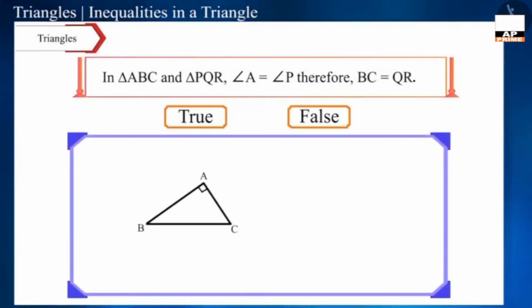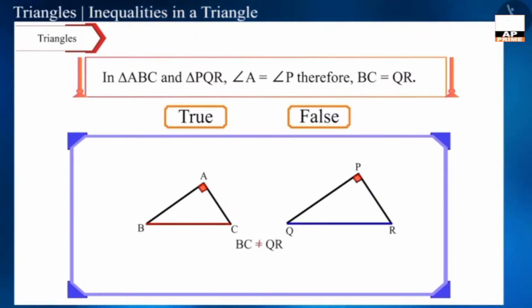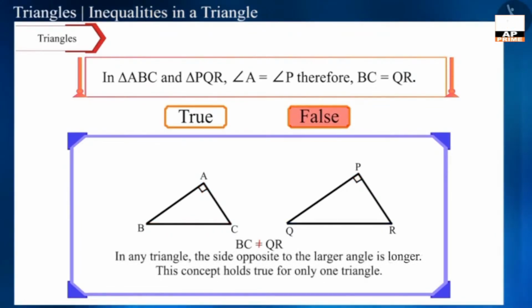Friends, triangle ABC and triangle PQR are two different triangles. Just because their angles are equal, it doesn't mean the length of the sides of these triangles will also be equal. Friends, if you look at these triangles, then the measurement of both angle A and angle P is 90 degrees. But the length of their opposite sides, side BC and side QR, are not equal to each other. Therefore, this statement is false. This type of concept is true for only one triangle and not in case of two different triangles.